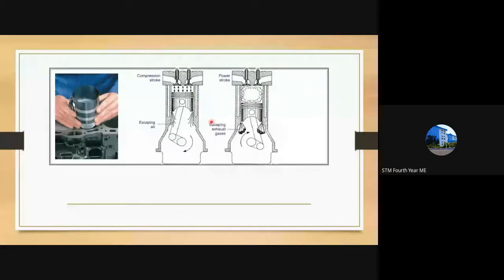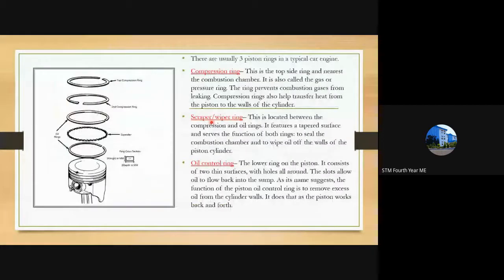If we provided only one compression ring, the possibility of blow-by will be higher. So we provide a second compression ring, and it will be inserted into the groove in a special way. You can see that if the split of the top compression ring is on this side, the second compression ring's split will be on the opposite side. So if the fuel escapes from the first compression ring to the second compression ring, the fuel will get trapped here. It will not go further.